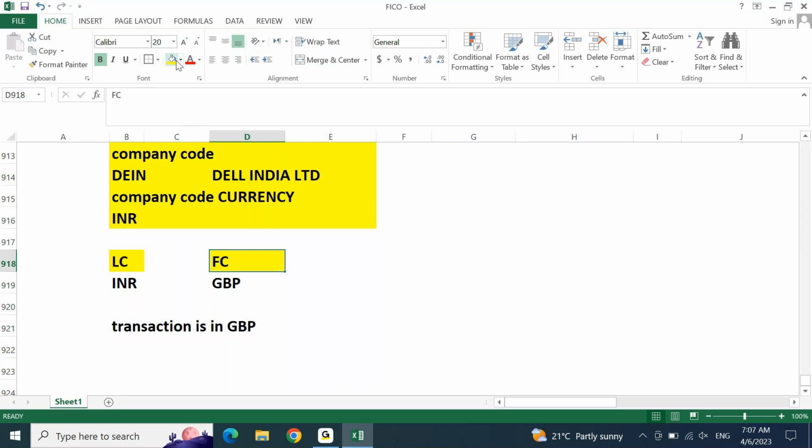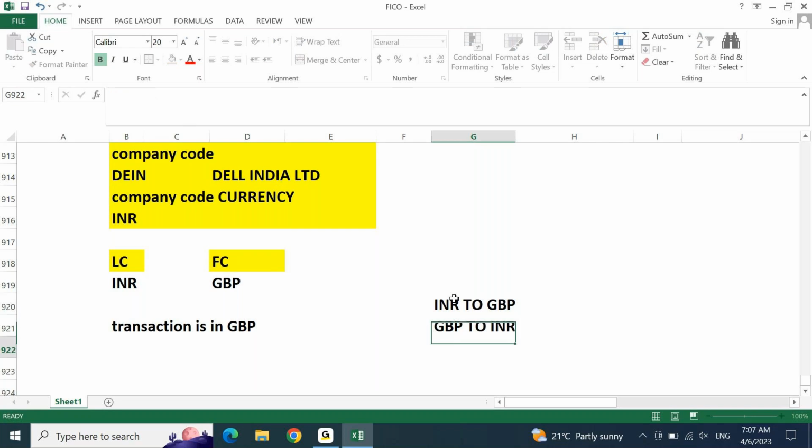Now here you know that you have a transaction in GBP. You know that you have a local currency of INR. Now there are two possibilities of conversion here. One is INR to GBP. The other one is GBP to INR. Are these both possible or not?